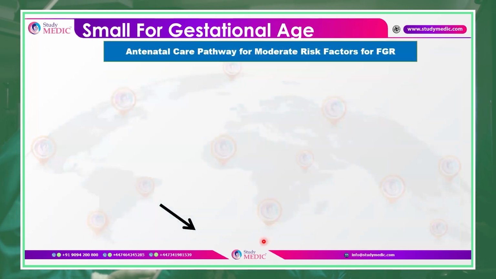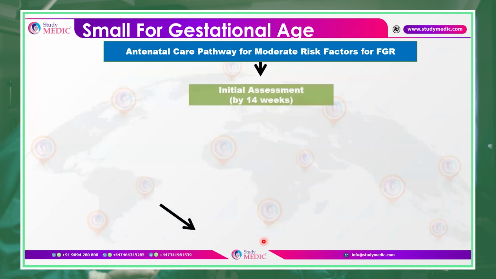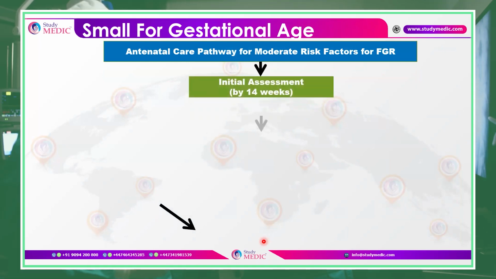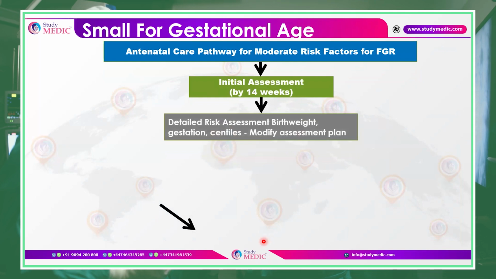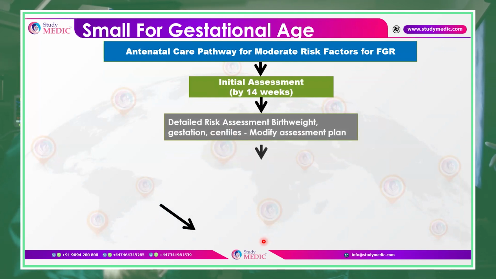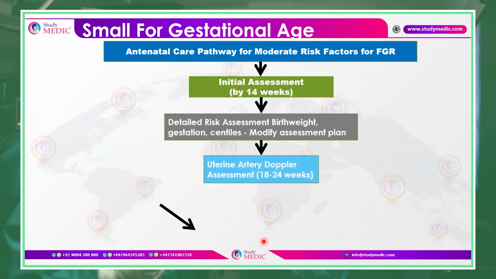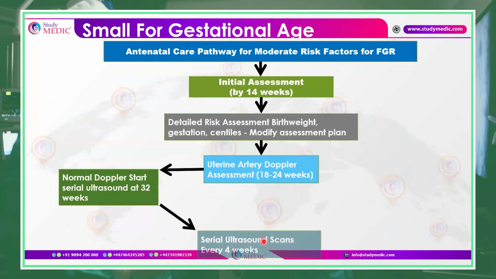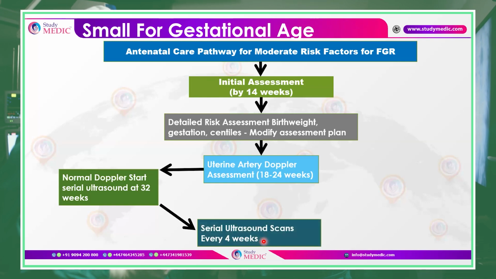So for the moderate risk factor FGR, what we are going to do is that the initial assessment, as always, would be at 11 to 14 weeks of gestation. Detailed risk assessment, birth weight, gestation, we will modify the assessment plan accordingly. Uterine artery Doppler would be carried out at 18 to 24 weeks of gestation. If the uterine artery Doppler is normal, we will start the serial scans at 32 weeks of gestation. Every 4 weekly serial scans would be carried out.